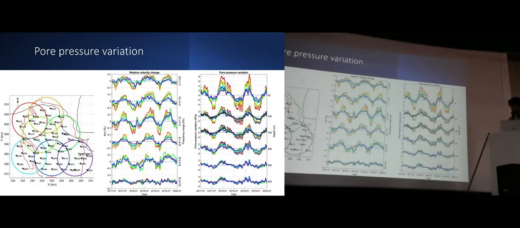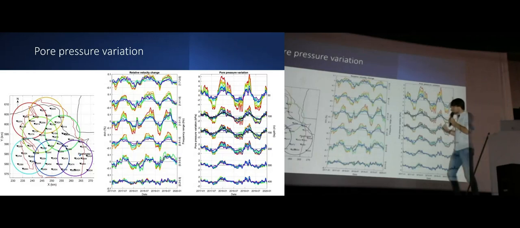I'm not sure if everyone can see this, but one interesting observation here is that if we look at the deeper models for pore pressure variation, all the different regions look quite similar. But if we go to the shallower ones, we start to see an increase from the southeast towards the northwest. This is consistent with the presence or absence of clay layers in those regions, so we can explain this. And I see that I need to go very quickly.